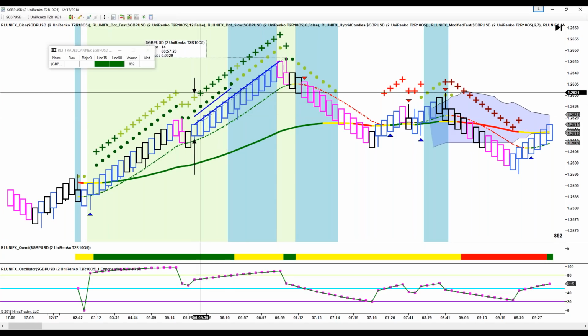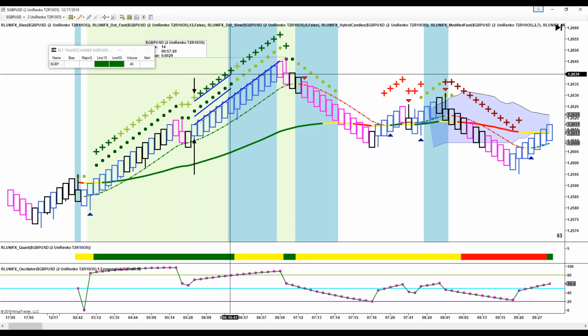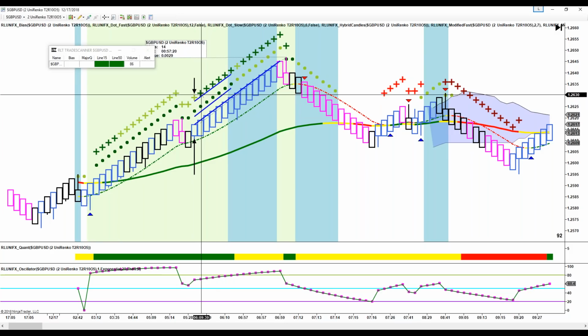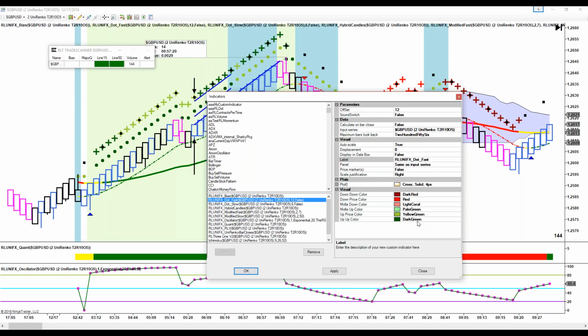It's weaker on the faster time trend on the entry, but it immediately gets stronger. And if you look at the dot indicator, when you open it up, you can see dark green's the strongest, then yellow green, then pale green, and dark red's the strongest. Red is intermediate, and light coral is the weakest of the downtrends.